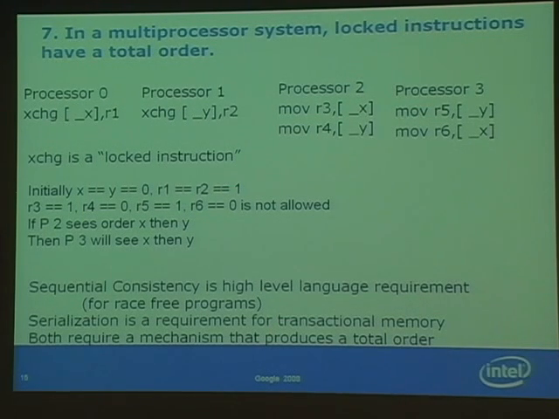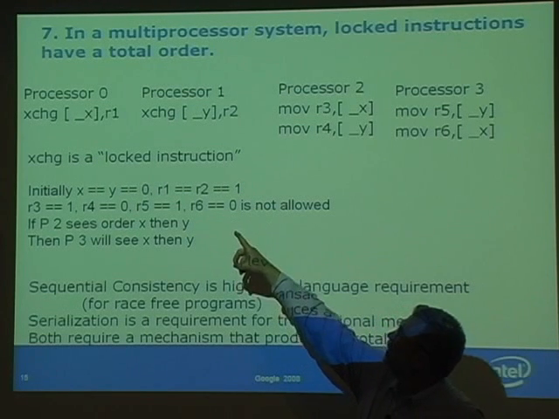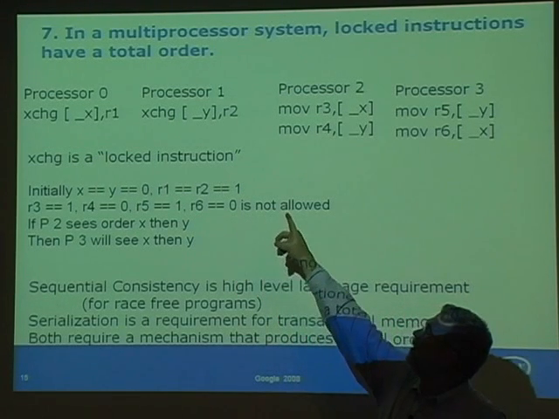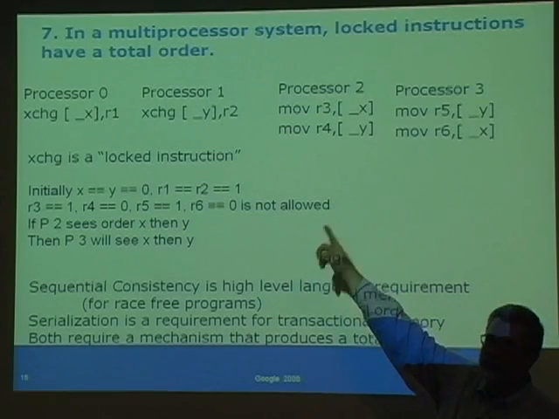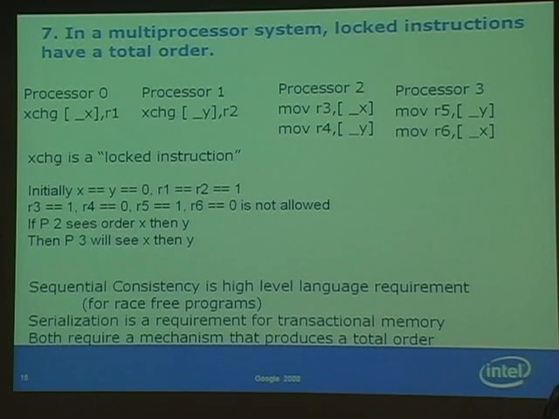Okay, so lock instructions. We're now declaring that locked instructions have a total ordering. An exchange is a lock instruction, and you can think of it as exchanging whatever is in registers with the locations. So part of it's a store and part of it's a load. What we're saying is that if you're using lock instructions and you can detect the ordering between processor 0 and processor 1, if processor 2 sees one of these orderings, then processor 3 will see the same ordering.